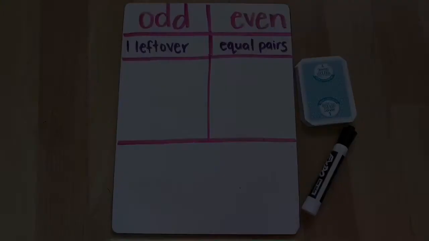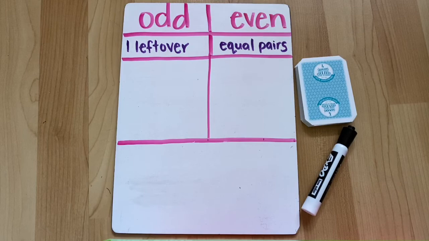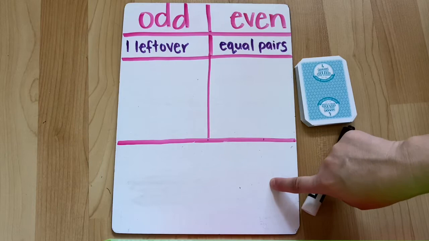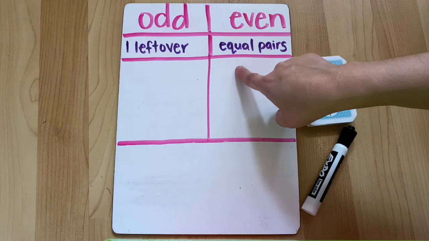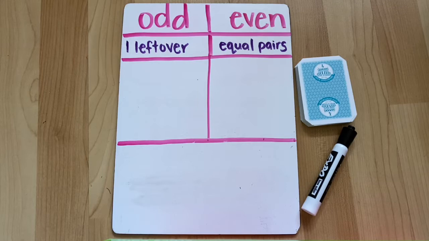Okay, before we get started, you are going to have to label your whiteboard or your piece of paper with odd and even. Odd meaning there is one left over, and even meaning there are equal pairs. So you can pause the video right now so you can make your T chart on your whiteboard or your piece of paper before we start the game.